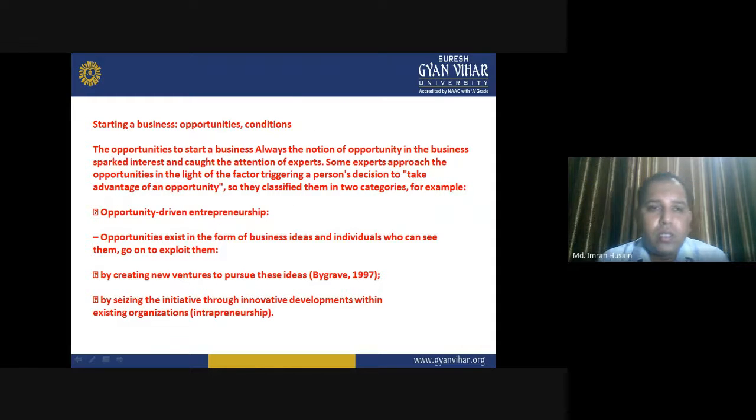Starting business opportunities and conditions. The notion of opportunity in business has always sparked interest and caught the attention of experts. Some experts approach opportunities in the light of the factor triggering a person's decision to take advantage of an opportunity. So they classified them into two categories. For example, opportunity driven entrepreneurship. Opportunity exists in the form of business ideas, and individuals who can see them go on to exploit them by creating new ventures to pursue new ideas, by seizing the initiative through innovative development within existing organizations.